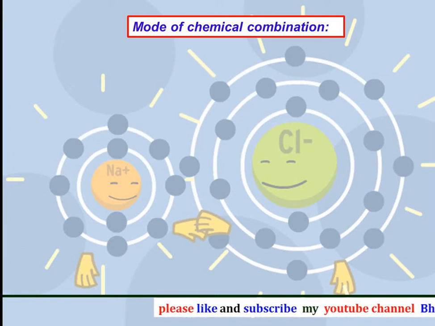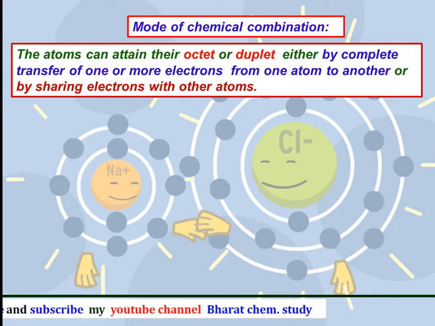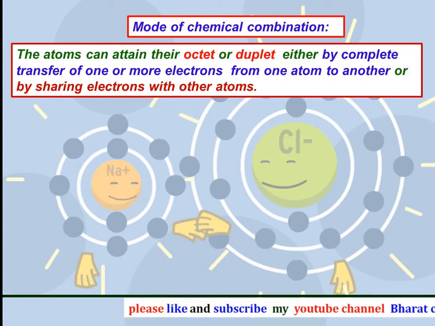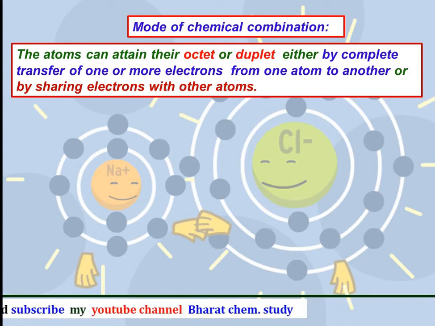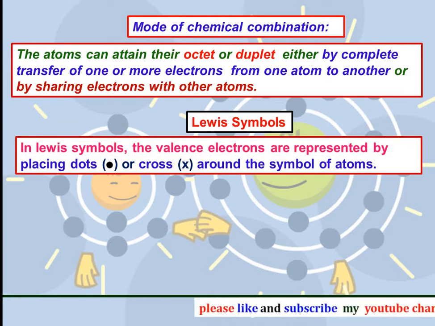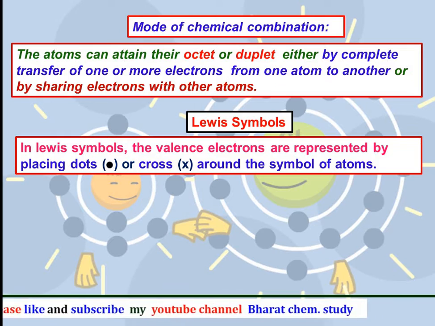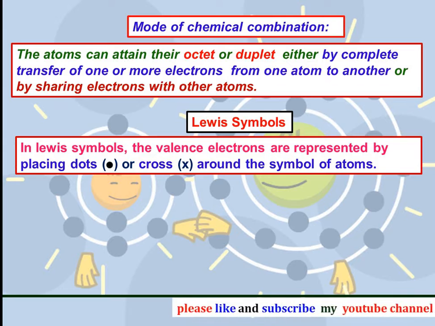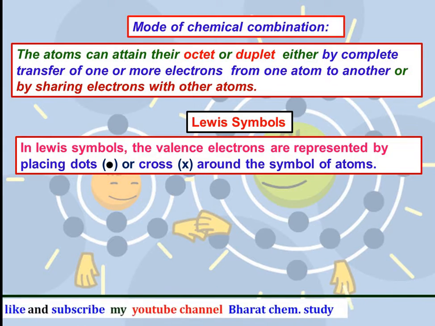Now, mode of chemical combination. The atoms can attain their octet or duplet either by complete transfer of one or more electrons from one atom to another, or by sharing electrons with each other. Now, Lewis symbol. In Lewis symbols, the valence electrons are represented by placing dots or crosses around the symbol of the atom. Let's study how Lewis symbols can be represented one by one.